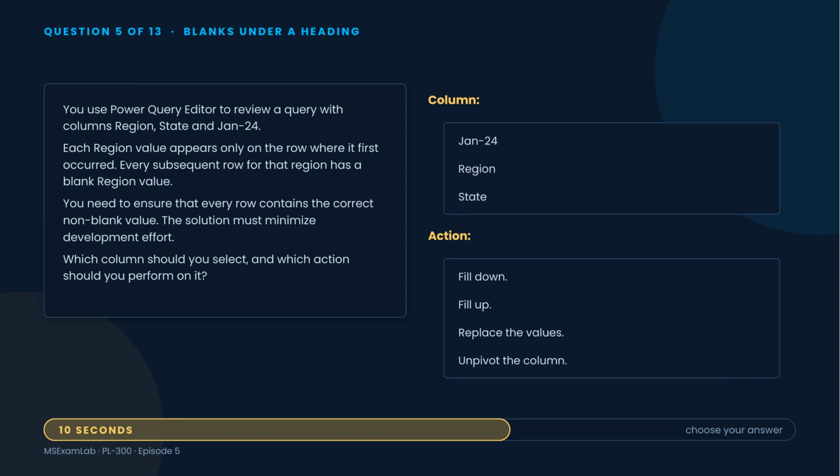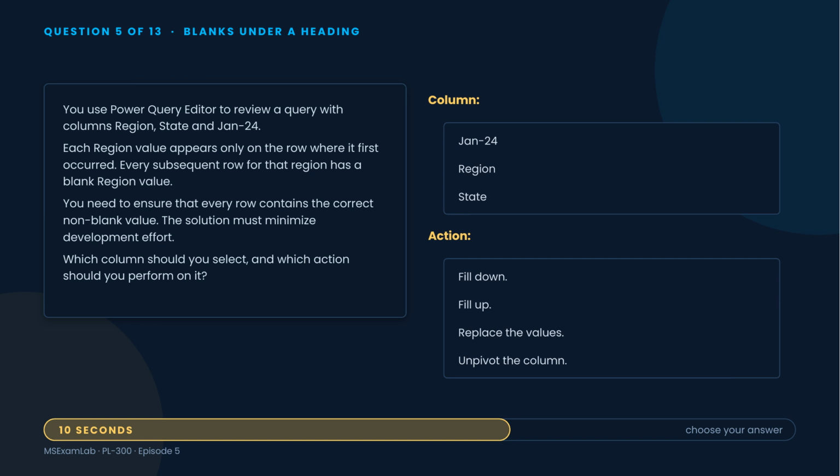Question 5 of 13, blanks under a heading. You use Power Query Editor to review a query with columns region, state, and Jan 24. Each region value appears only on the row where it first occurred. Every subsequent row for that region has a blank region value. You need to ensure that every row contains the correct non-blank value. The solution must minimize development effort. Which column should you select, and which action should you perform on it?